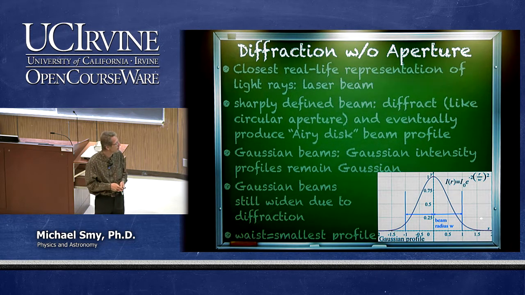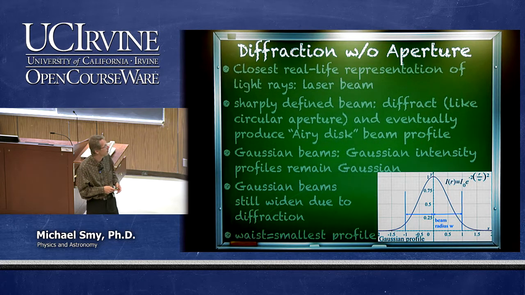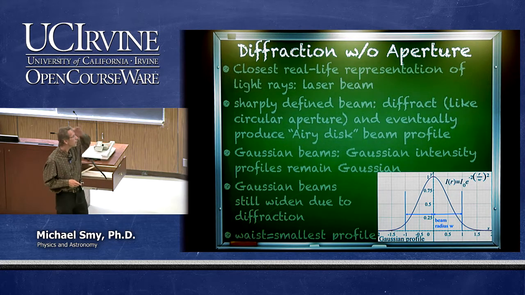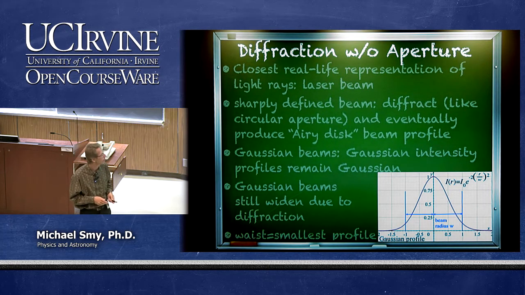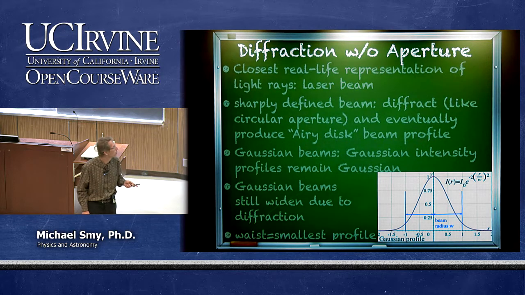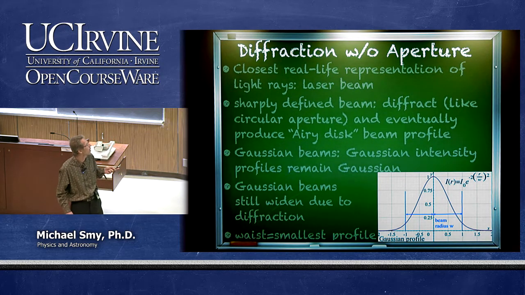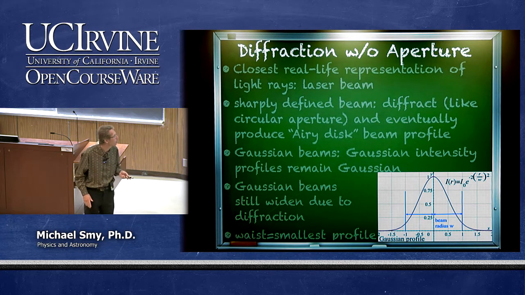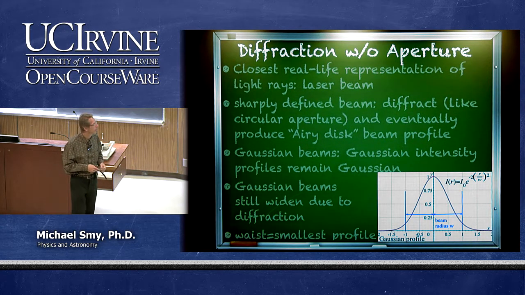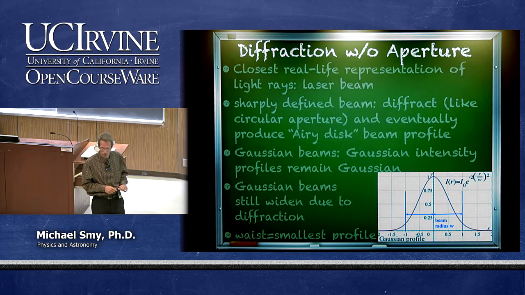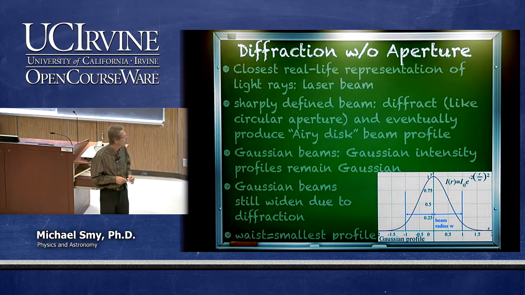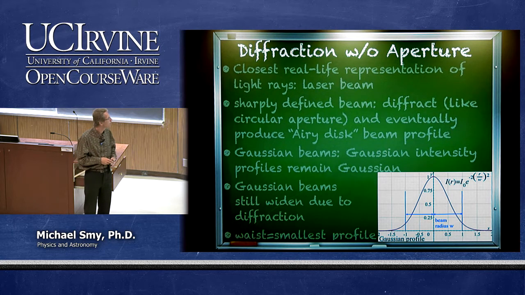And so we can define some effective beam radius or diameter, which we call W. And as it turns out, if you have a sharply defined beam like that of a flashlight, then it will diffract as if it went through a circular aperture, and therefore it will eventually produce something that looks like an Airy disk radial profile. So it will have maxima and minima. Gaussian beams are different because they diffract as Gaussian functions again. So in other words, they keep their shape even after propagating. However, they still widen due to the diffraction.